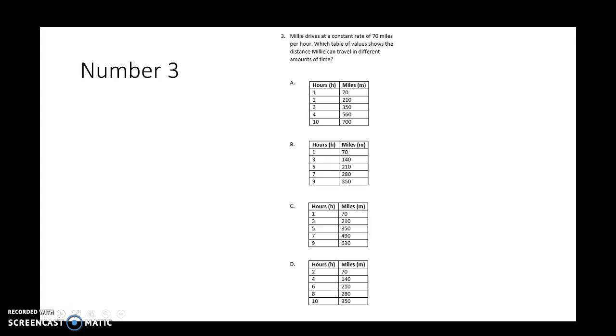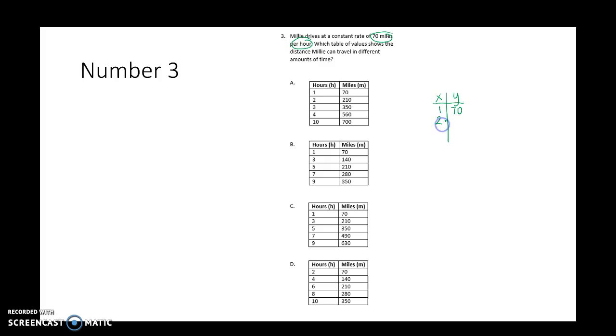Okay, moving along to number 3. Millie drives at a constant rate of 70 miles per hour. Which table shows the distance she can travel in different amounts of time? So first I need to make sure I write a table. Guys, every constant problem, essentially, we need a table. So I'm going to make x and y. And I'm going to go ahead and write the relationship. So I know it's a constant rate of 70 miles per hour. So per hour means how many? 1 hour, right? So 1 hour, she goes 70.